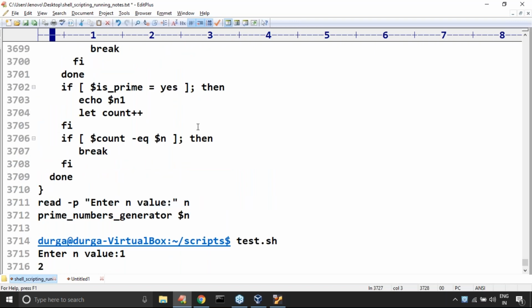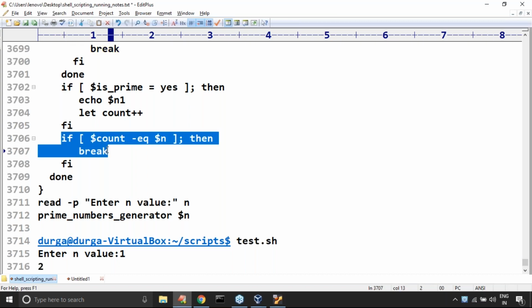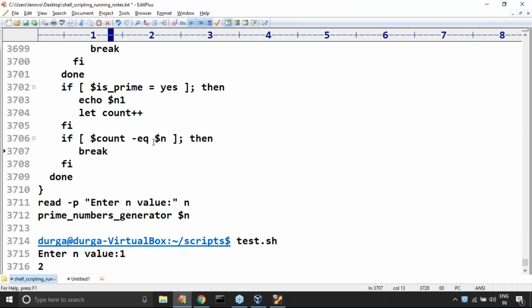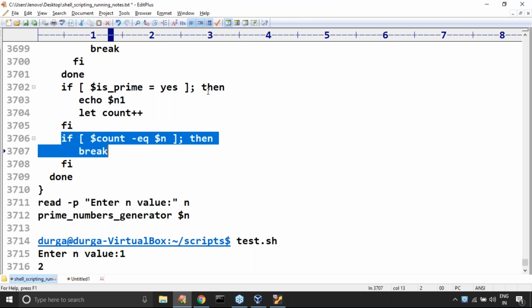Yeah, I took it already, right? If count is equal to n, then my requirement is completed, then break. I took n1 instead of n. In which line? Oh, here. Just please make sure what our logic is.